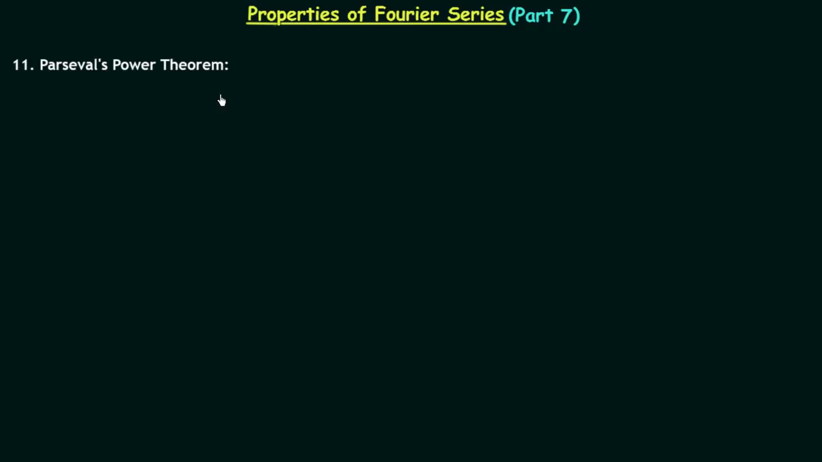So let's assume there is a signal x(t), and this signal has the complex exponential Fourier coefficient equal to c_n, and the signal has the time period equal to T0. Now if you calculate the average power of signal x(t), let's represent the average power by P_x(t), then the average power will be equal to the summation n equal to minus infinity to infinity of the absolute value of c_n whole squared. So this is Marc-Antoine Parseval's power theorem, and this theorem is very important.